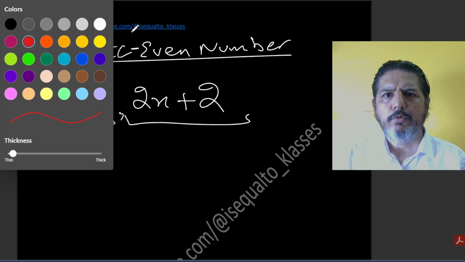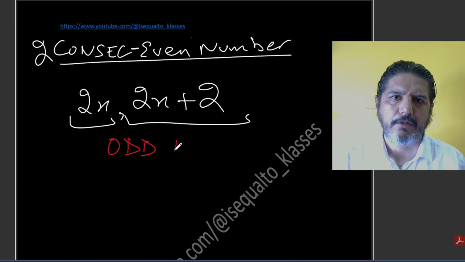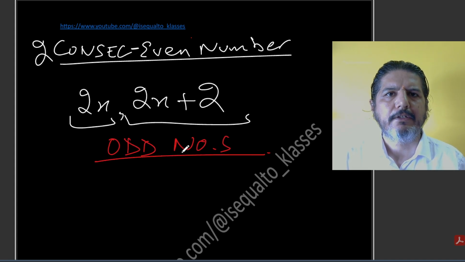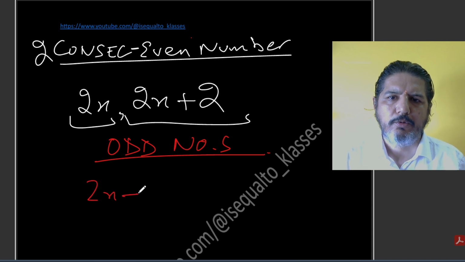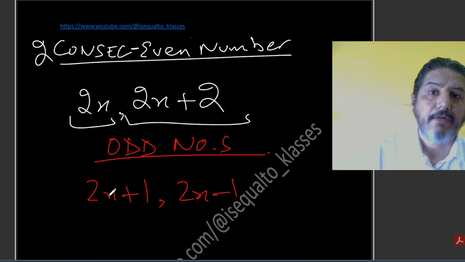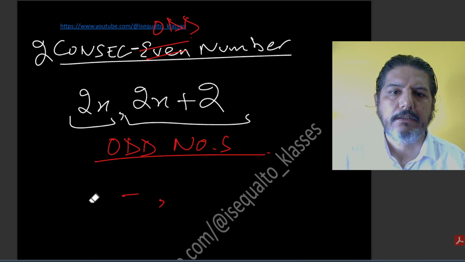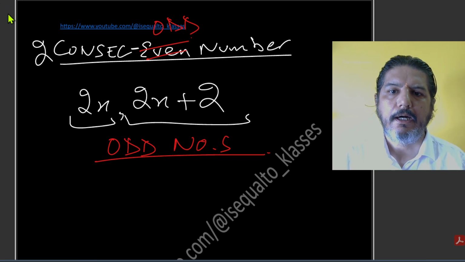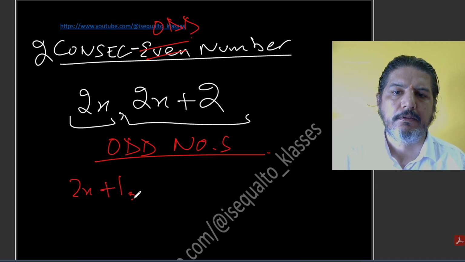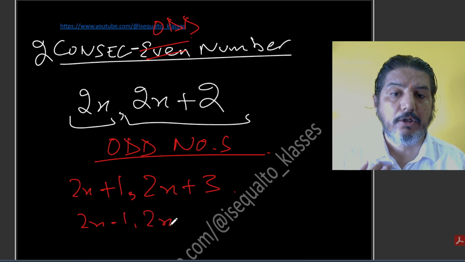Now, I want to go a bit beyond because it will help you someday. Some of you might be curious to know what if they ask us odd numbers. Whenever they are asking for odd numbers, they can be 2x plus 1, or 2x minus 1. So if I had to find two consecutive odd numbers, I'll take 2x plus 1, 2x plus 3. I can also take 2x minus 1, 2x plus 1.